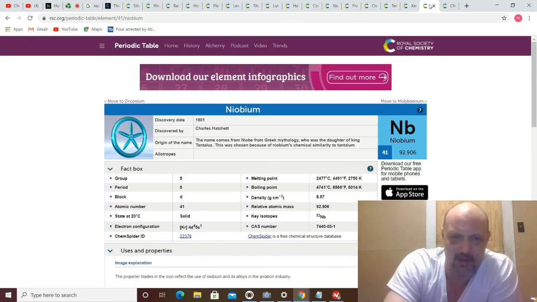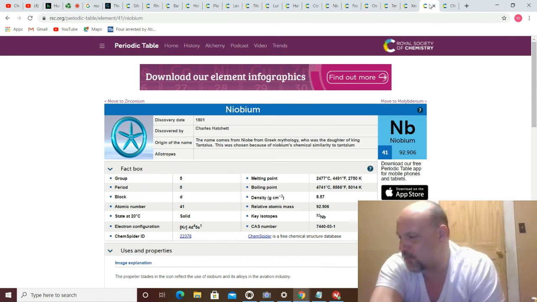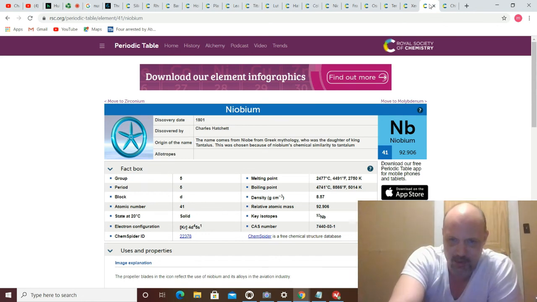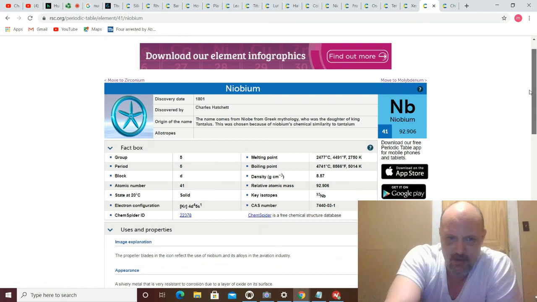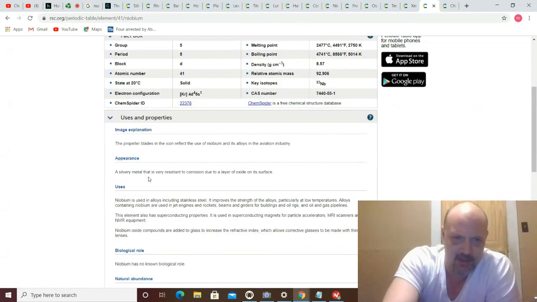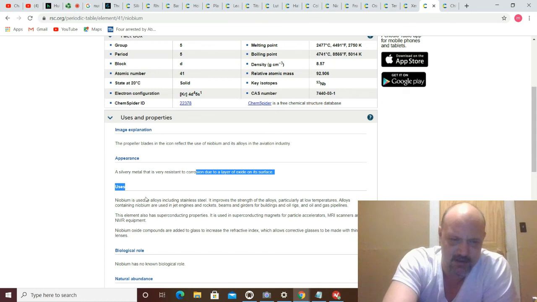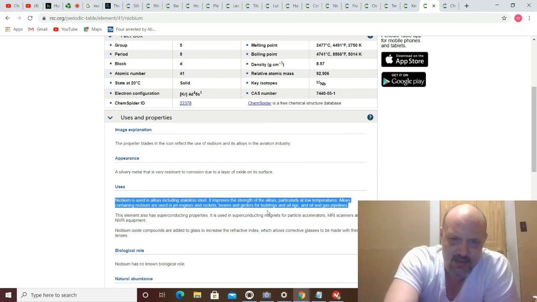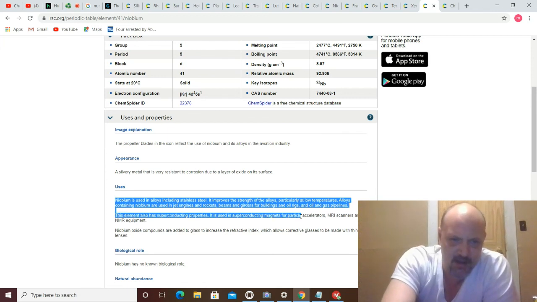And if you move on from that, you have atomic number 41. That ends up being rhodium, a silvery metal that is very resistant to corrosion due to a layer of oxide on its surface. Rhodium is used in alloys, including stainless steel. So it's used in alloys and stuff, building and oil rigs, beams, gas pipelines.